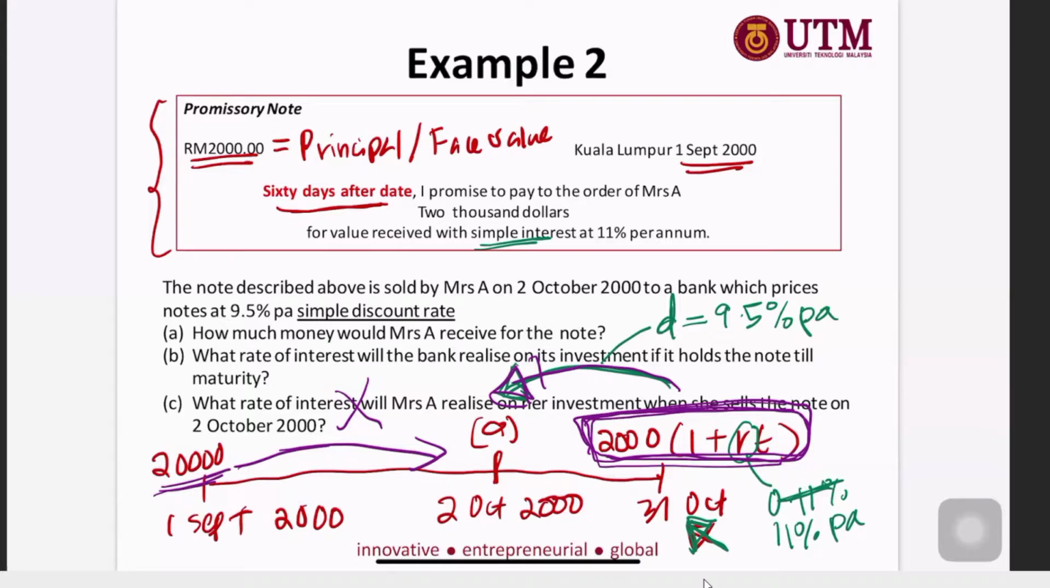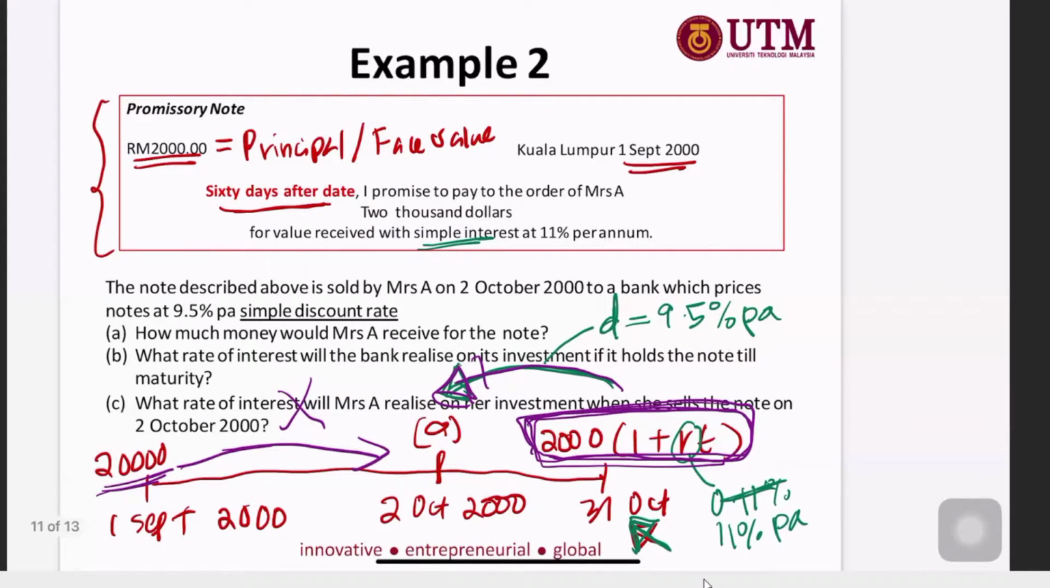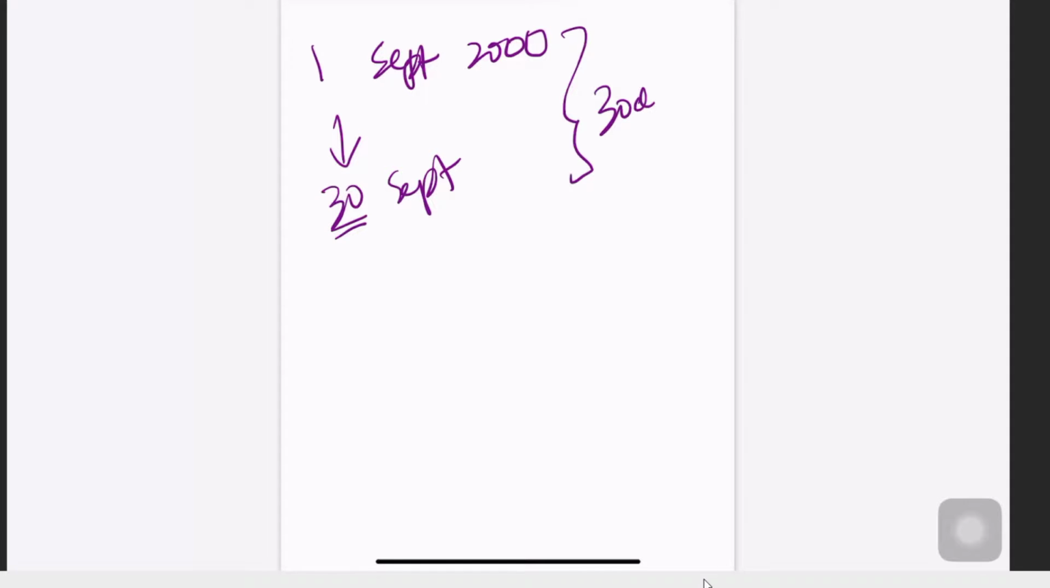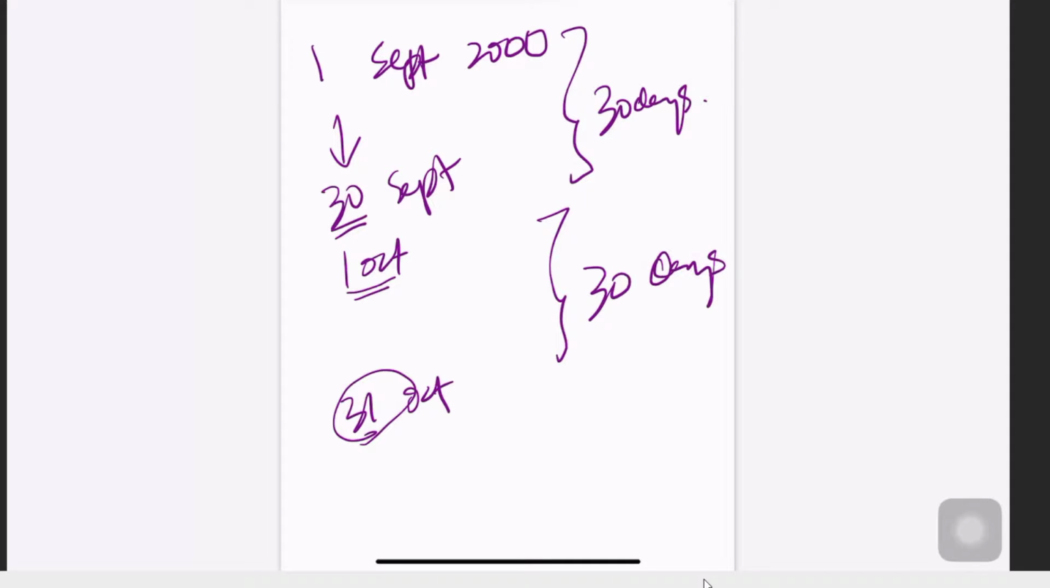So make sure you know how to calculate the number of days. So for example, you have 1 September 2000. You have to calculate the number of days. So from 1 September until 30 September, this one is included, so here you would have 30 days. And then from 1 October to 31 October, this one is also included, but this one is excluded. That's why here you also have 30 days. But the date would be 31 October. So be careful on the number of days, okay?